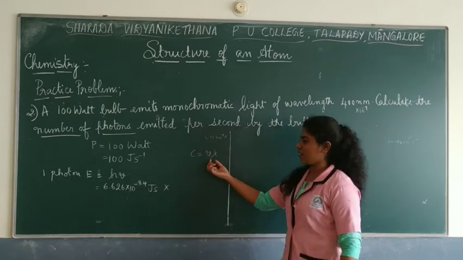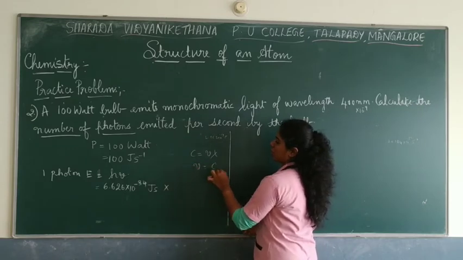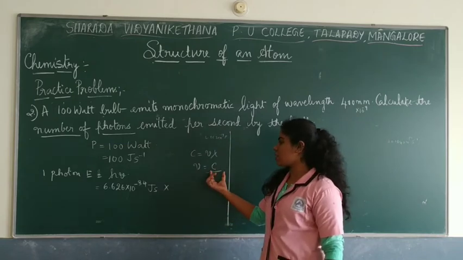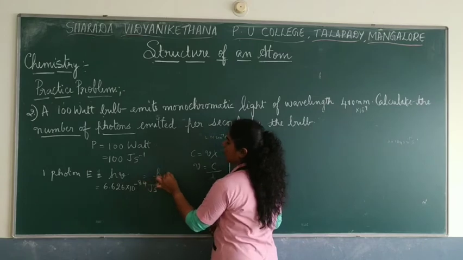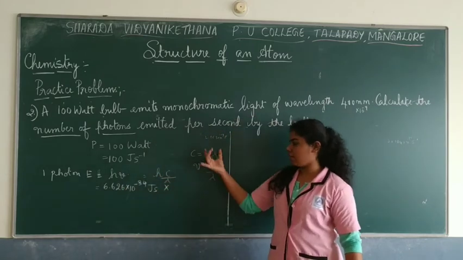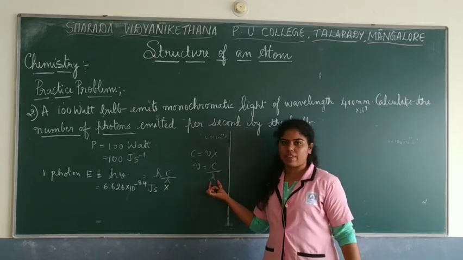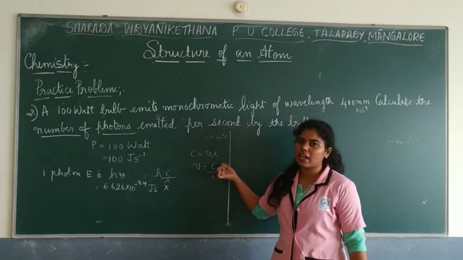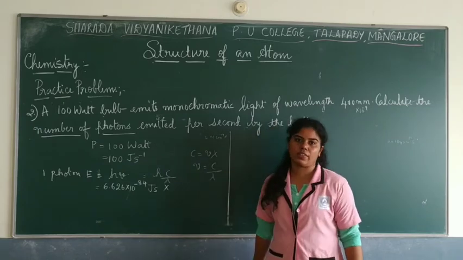Now what do we want here? We want nu. So if we want nu here, this would be c by lambda, right? So this expression can be substituted here, or this formula can be written as hc by lambda, where nu is equal to c by lambda. So here you know the wavelength, and here you know the speed of light, that is constant, 3 into 10 to the power 8 meter per second.